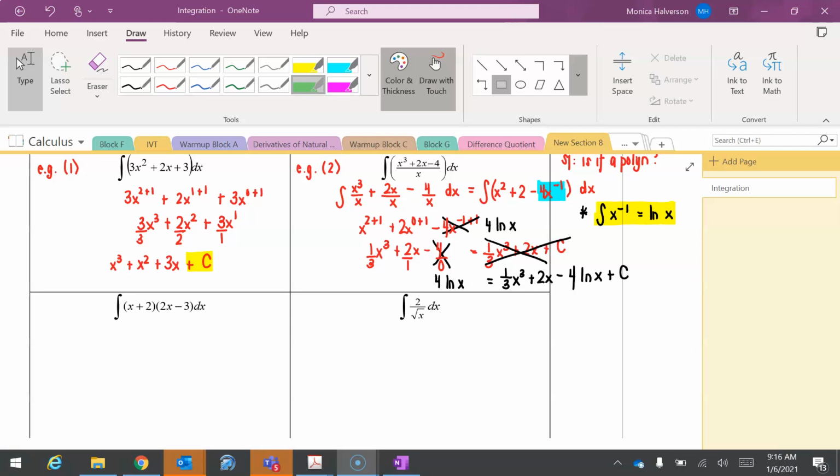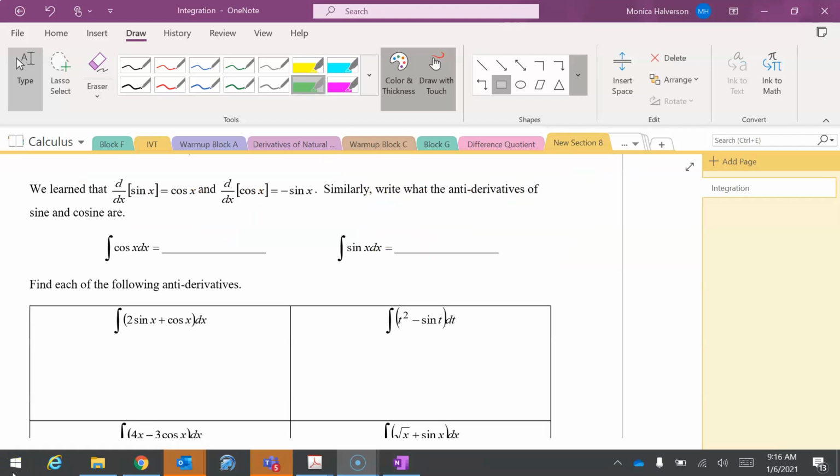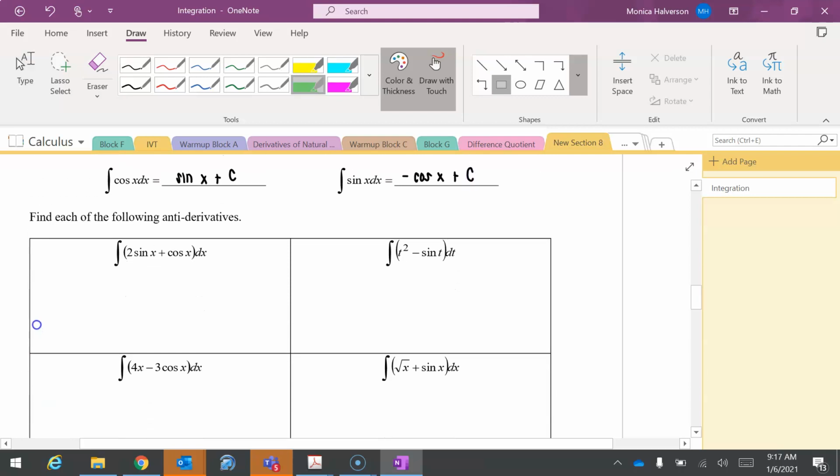So, the next thing we need to look at is when basic trig functions are involved. We learned that the derivative of sine x equals cosine x, and the derivative of cosine x equals negative sine x. Similarly, we just need to memorize and know what the antiderivatives equal. The antiderivative of cosine x dx is sine x plus c, and the antiderivative of sine x dx is negative cosine x plus c. All right, so let's use these to find the antiderivative of the following functions.